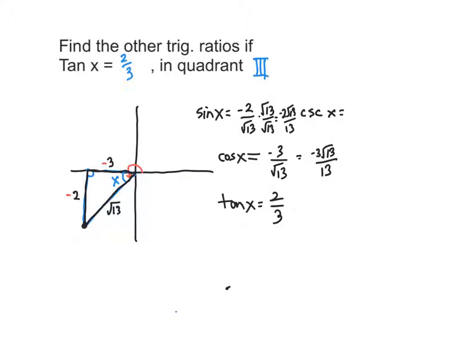And cosec coming the other way is turn this one upside down, so negative root 13 over 2. Sec x, reciprocal of cos, is going to be negative root 13 over 3. And cot x, reciprocal of tan, 3 over 2.